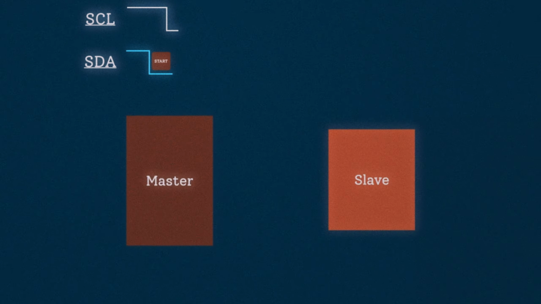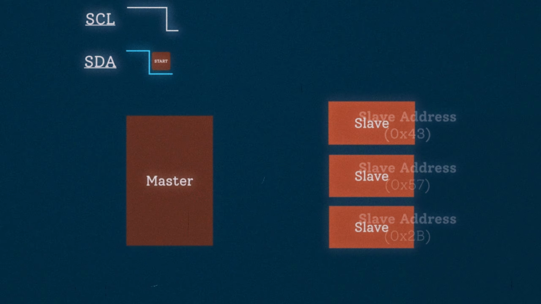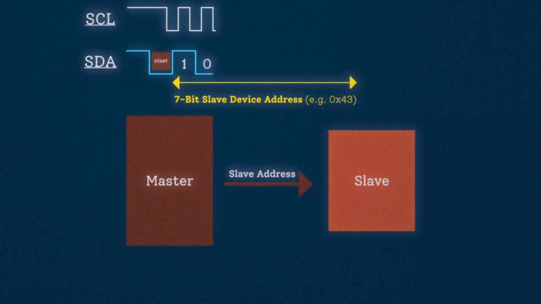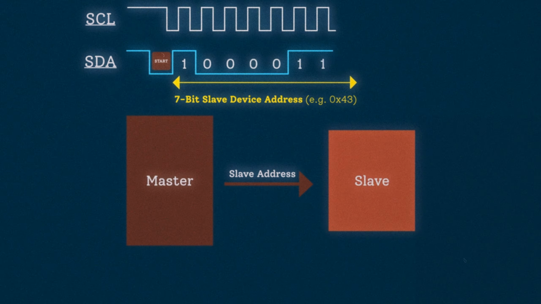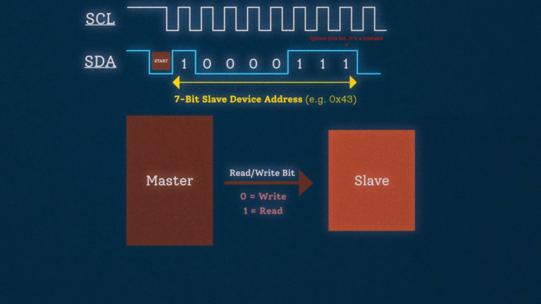Now, a master can have multiple slaves, so each slave has a unique identifier known as a slave address, which you can usually find in the datasheet of the slave device. So after the start signal, the master sends a 7-bit slave address through the serial data line to indicate which slave it wants to talk to, followed by a read-write bit. If the bit is 0, that means the master wants to write data to the slave. If it's 1, that means the master wants to read data from the slave. Since we're writing data, we set this bit to 0.